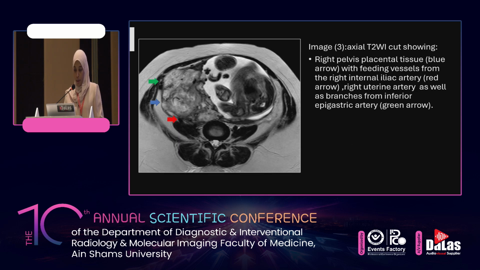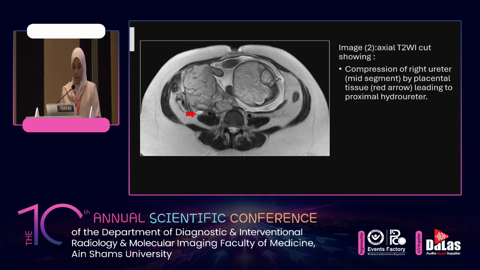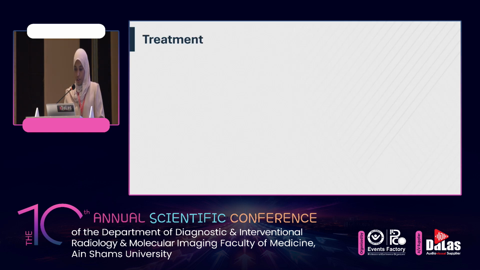The axial T2 weighted image shows right pelvic placental tissue with feeding vessels from the internal iliac artery, as pointed with the red arrow, also branches from the right uterine artery, as well as branches from the inferior epigastric artery, green arrow. The mid segment of the ureter has been compressed by the placenta, leading to proximal hydroureter and hydronephrosis. So this case is considered an obstetric emergency.